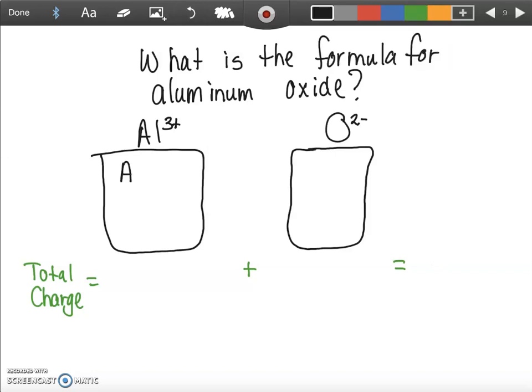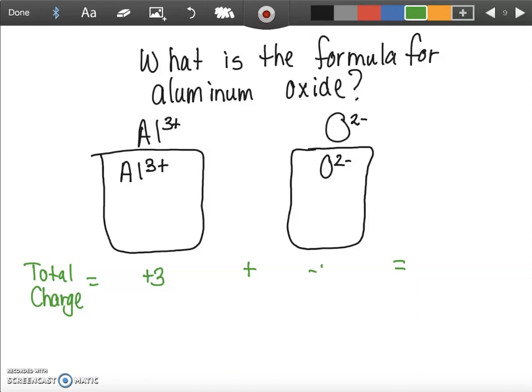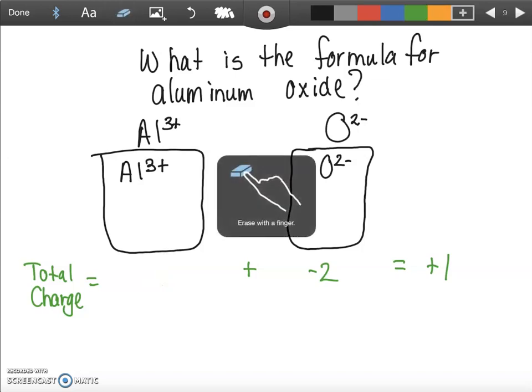We'll start with 1 aluminum at a 3+ charge, which means we're getting a total of +3 so far contributed via the positive side, and we'll start with 1 oxygen, which means we got a -2 charge. Okay. Well, -2 plus +3 is +1. This does not add to 0, so we are not done yet. We're going to need to start adding more.